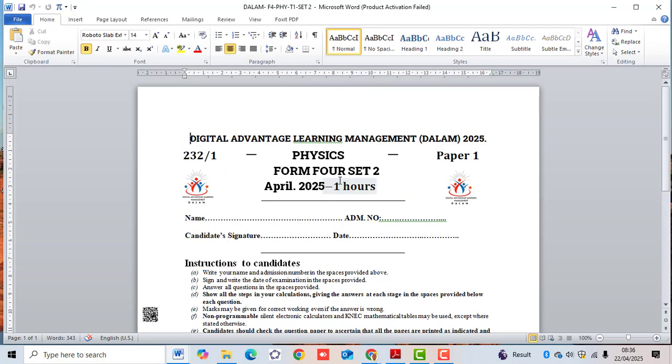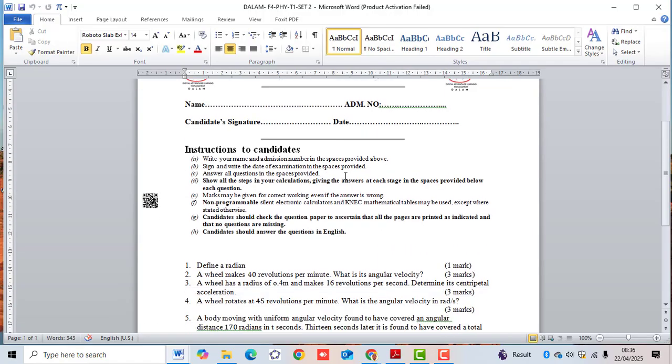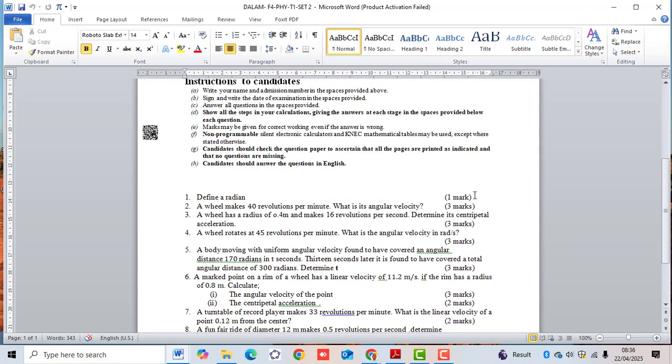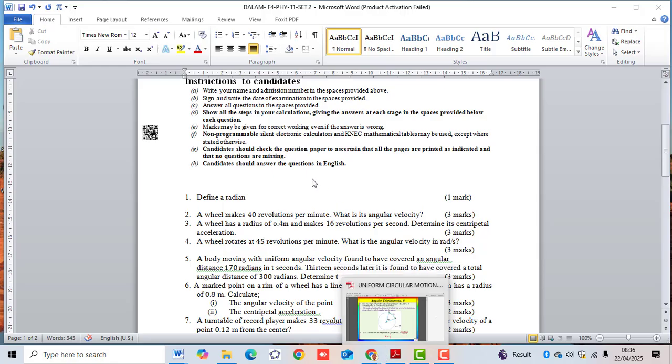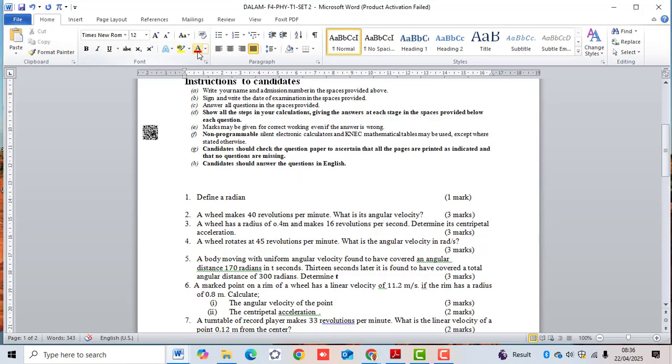So this was the week 2 exam for Digital Advantage Learning Management 2025, the Form 4 of April. So the first question wanted a learner to define what is a radian measure, of which we had already defined it. Before I answer it, kindly, Serena, define for us what is a radian measure. What is a radian measure, Serena?